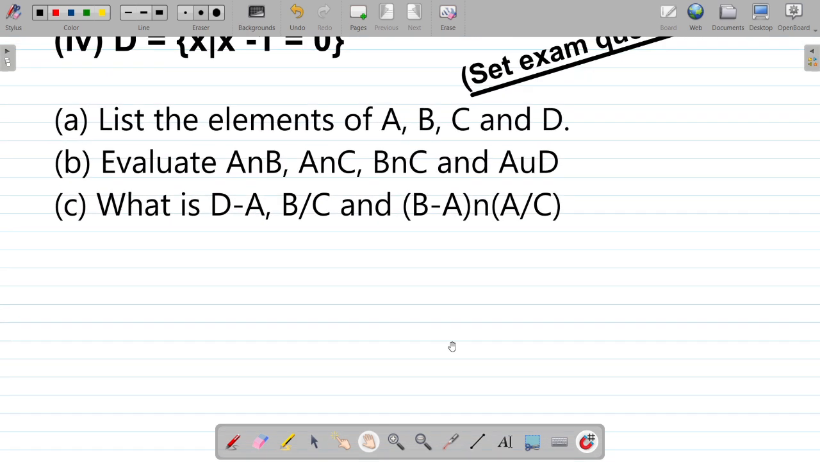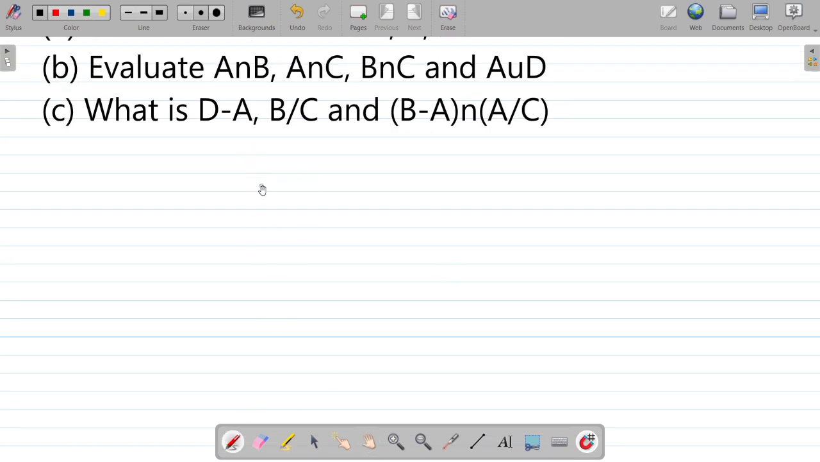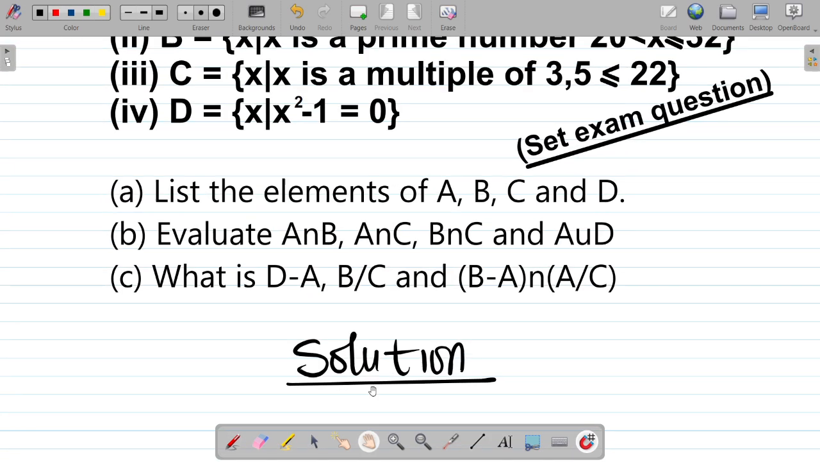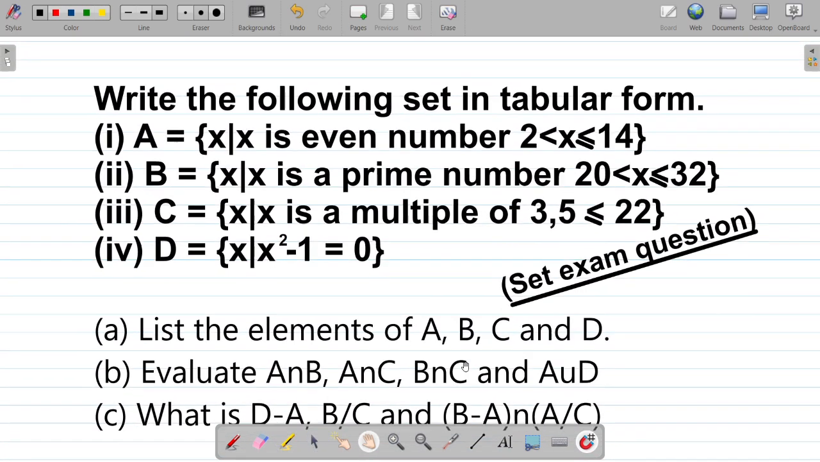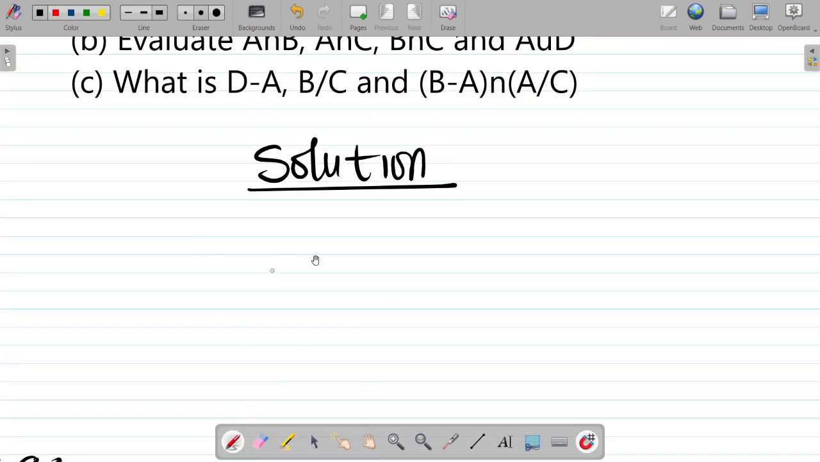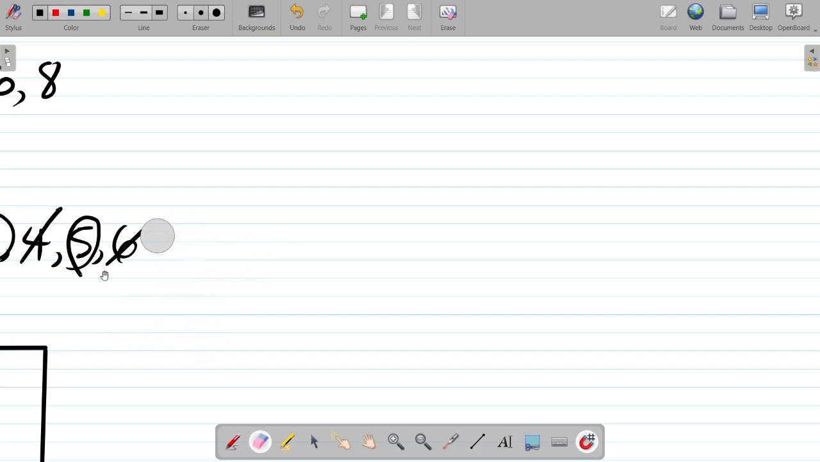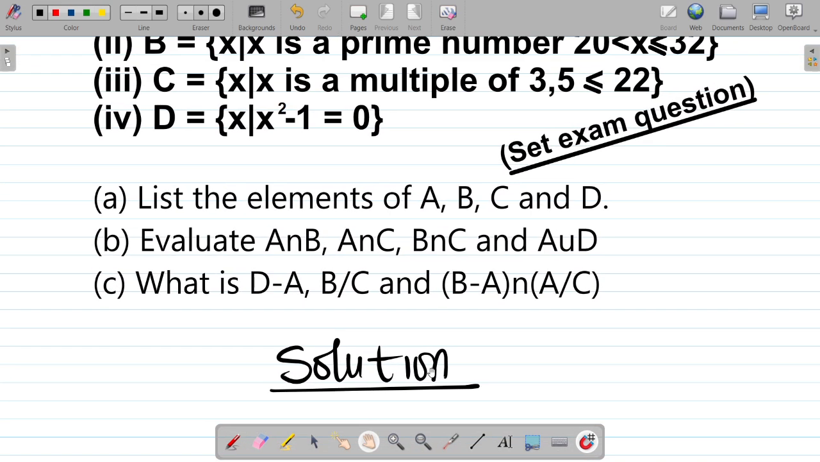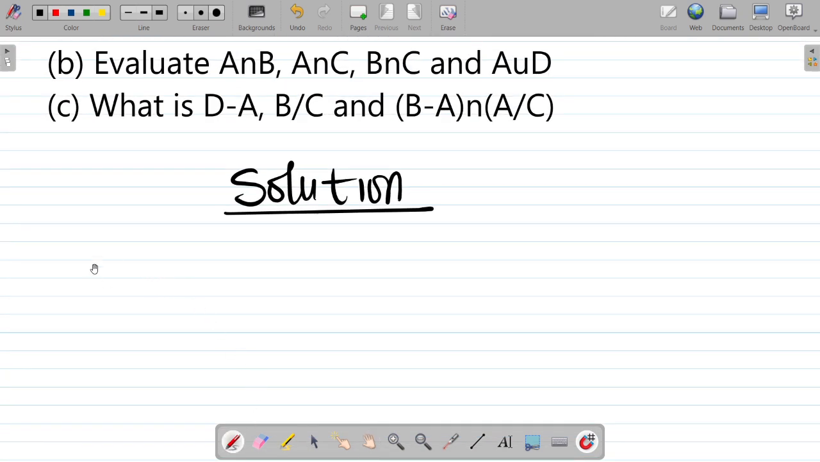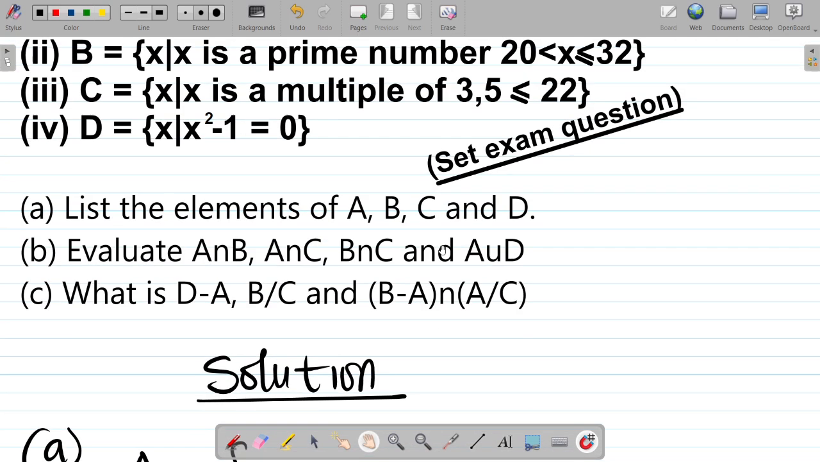So the first thing, the solution. Let's solve the solution. Here, if you look at this, the first thing you have to do is to list the elements of A, B, C, and D. Let's start with A. So part A, list out the elements of A. So A is equal to, let's see how we can list out the elements of A.